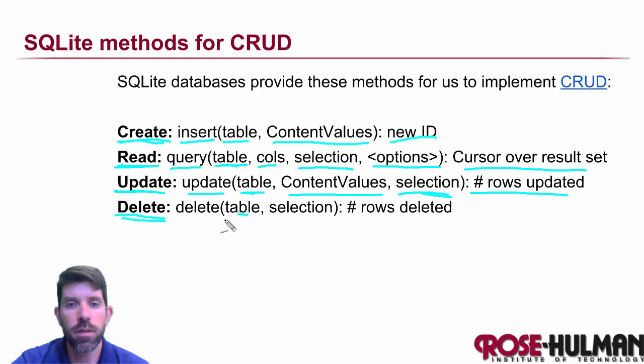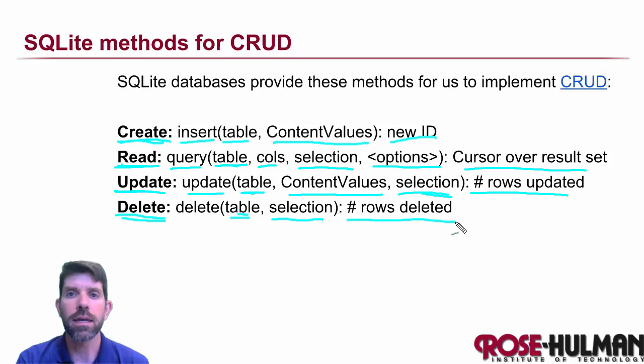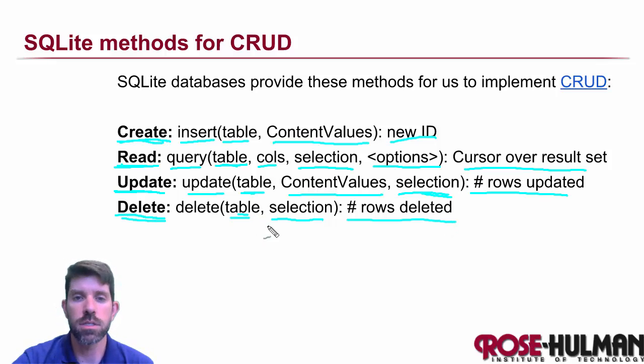In our example, it's only going to be 1 row at a time. And finally, there's a delete method here, and you just tell it what you want to delete, what your parameters are, and then it returns how many rows have been deleted. Again, in our case, we're going to be deleting 1 row at a time, so this is just going to be something specifying a certain ID.